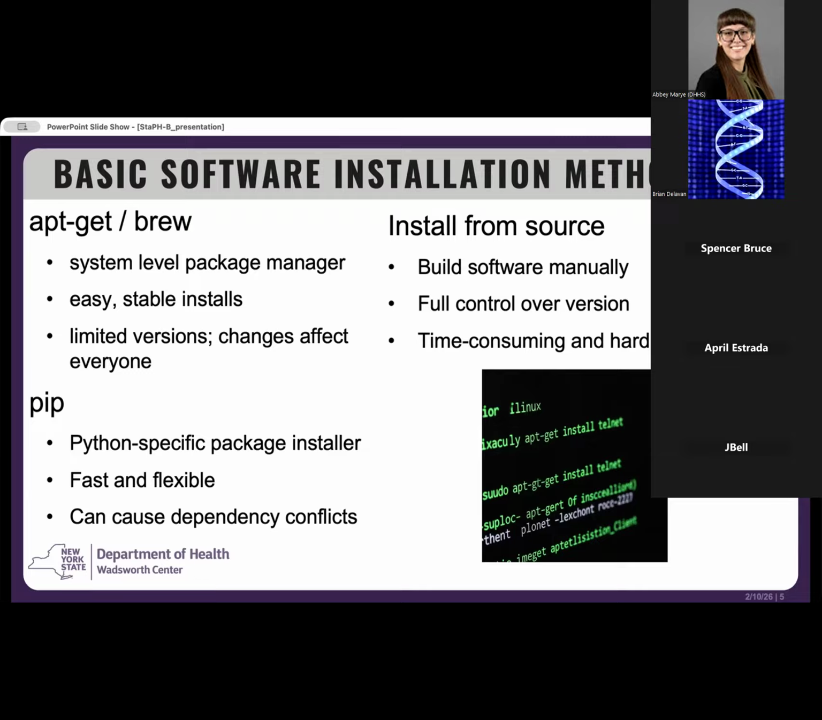So the big picture takeaway here is that all three of these methods work, and they're often the starting point for bioinformatics work. But they tend to break down as soon as you have multiple projects, multiple users, or a need for reproducibility. So the rest of this talk is really about what we do after these methods stop working for us, stop scaling for us, as we move forward with our bioinformatic work.